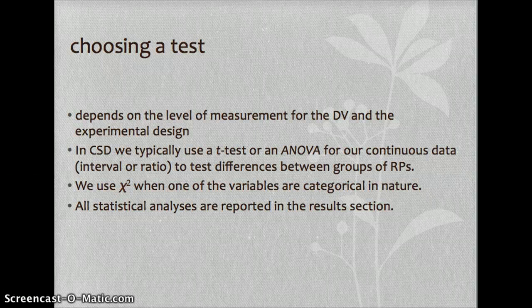So in CSD, we typically use a t-test or an ANOVA for our continuous data. So that's the interval or ratio. And we use that to test differences between groups of research participants. We use chi-squared when one of the variables is categorical in nature. And so all of our statistical analyses that we do are reported in the results section of a manuscript, of a journal article.